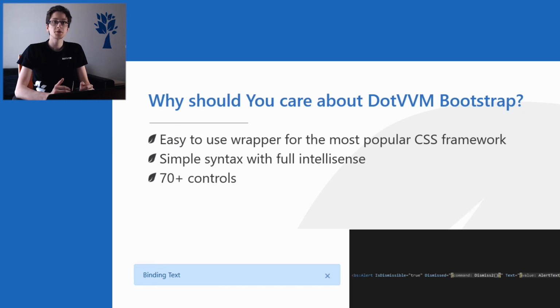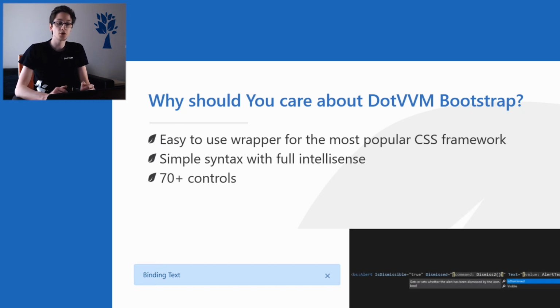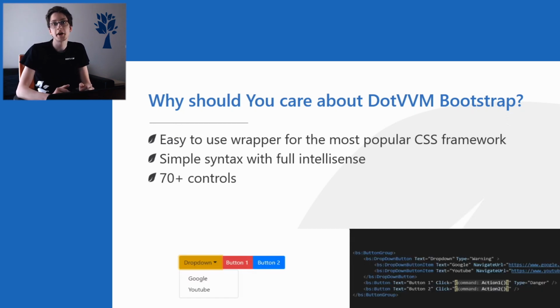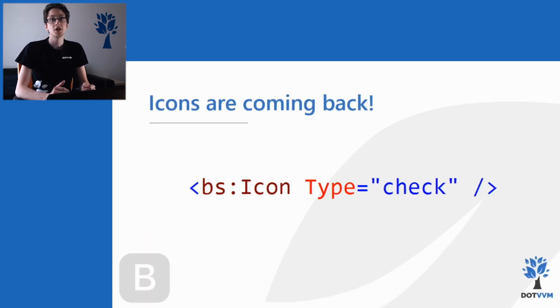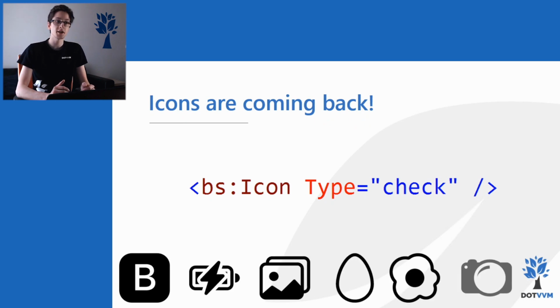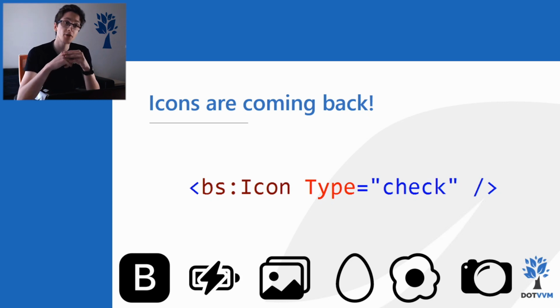.vvm Bootstrap comes with more than 70 controls with full IntelliSense support. The controls are easy to use and do not require any prior knowledge of inner Bootstrap HTML structure. But let's jump to the new features now. The first of them is the icons. The Bootstrap contained glyphicon icons in version 3, but unfortunately they got removed with the release of version 4. Now, during the preparations for version 5, the icon pack is coming back. The Bootstrap team has released new icons. There are more than 500 of them.